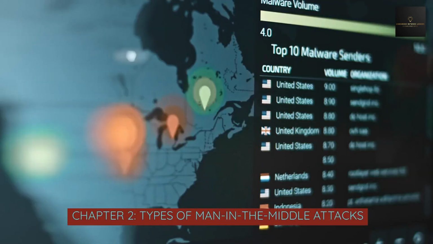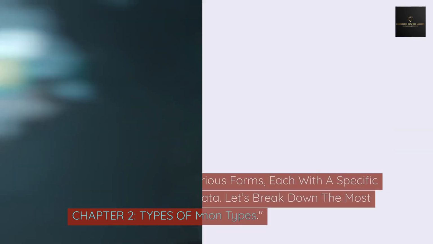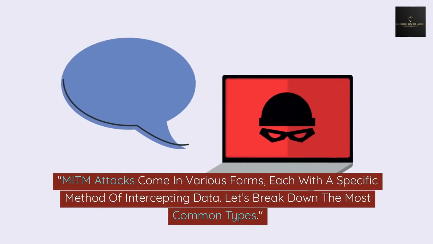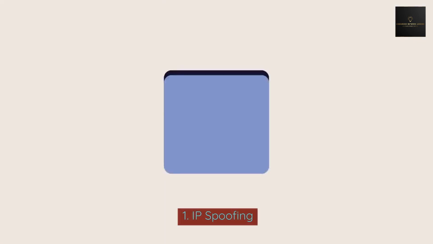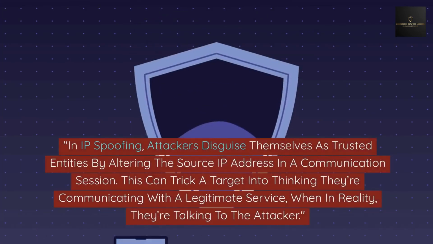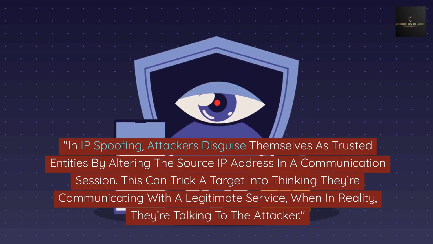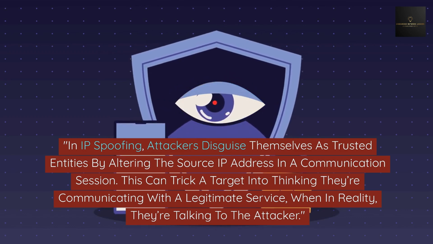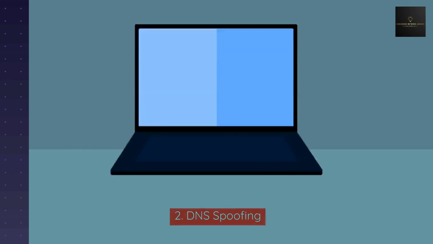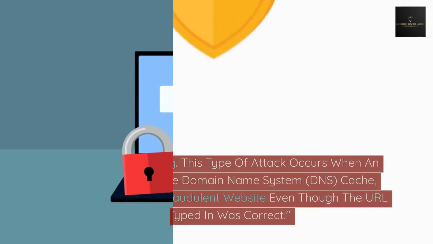Chapter 2. Types of man-in-the-middle attacks. MITM attacks come in various forms, each with a specific method of intercepting data. Let's break down the most common types. 1. IP spoofing. In IP spoofing, attackers disguise themselves as trusted entities by altering the source IP address in a communications session. This can trick a target into thinking they're communicating with a legitimate service, when in reality they're talking to the attacker.